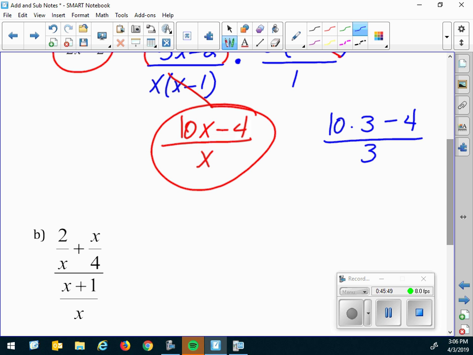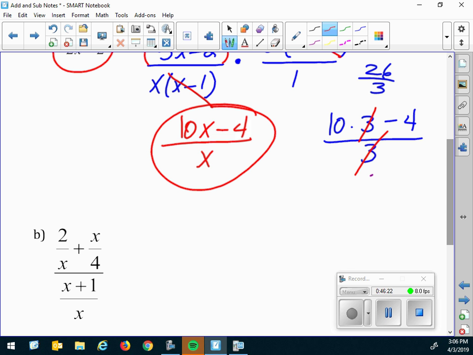Now, what did I put in place of the X? A 3. Now, what is 10 times 3 minus 4? 26 over 3, right? This is 26 over 3, right? Now, if I do this, woohoo, is it still 26 over 3? No, it's 10 minus 4, which is 6 over 1, which is 6.